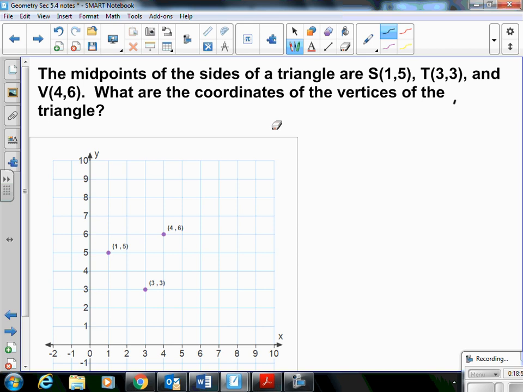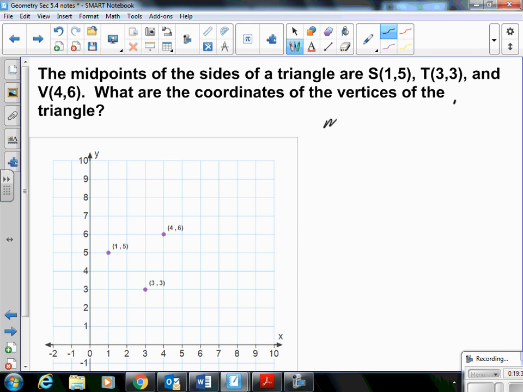The midpoints of the sides of a triangle are S at 1,5, T at 3,3, and V at 4,6. What are the coordinates of the vertices of the triangle? So these are all midpoints. So we have to create the sides that are going to make the sides of the triangle, basically. So if I find the slope between 2 points, like these 2 points here, then if I use that slope on the other point, I can create a side of the triangle.